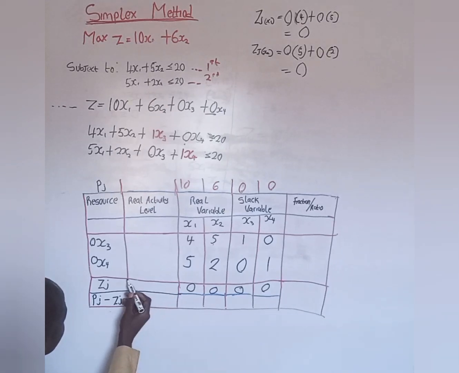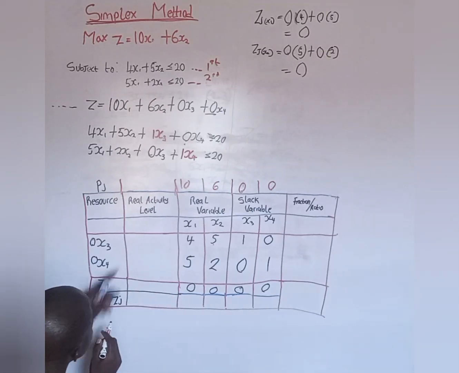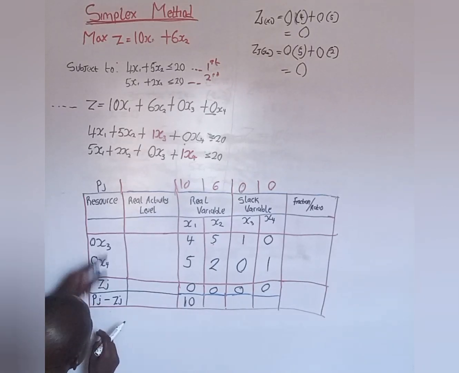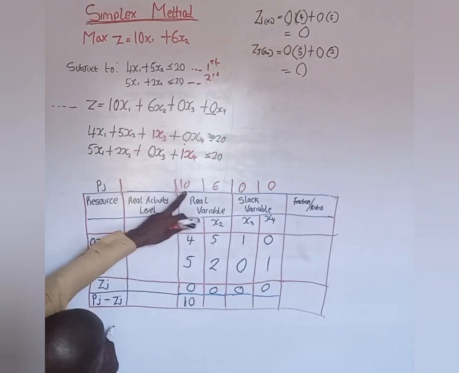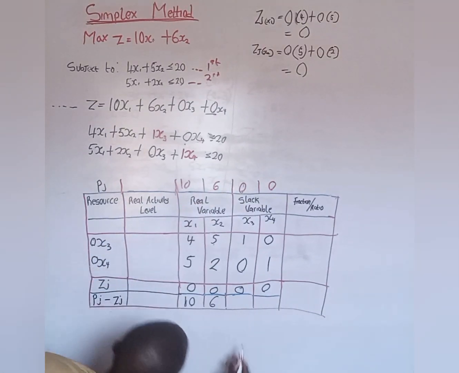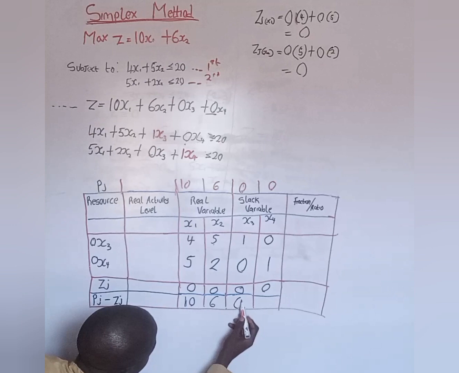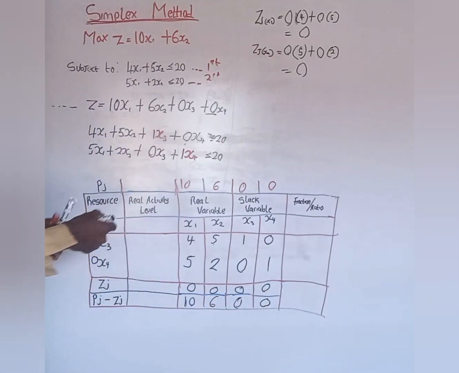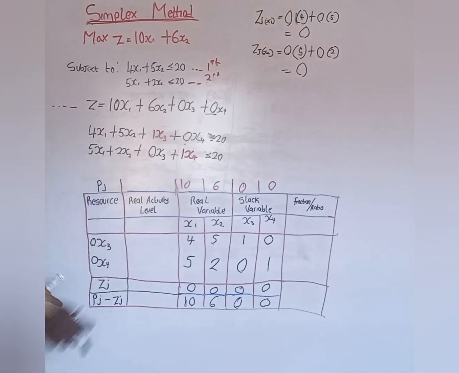Let me read this. So the first pj is 10. 10 minus 0 will give me 10. Then 10 minus 0 will give me 10. 6 minus 0 will give me 6. And then 0 minus 0 is also 0. And this one is also what? 0 minus 0 is also 0. So now you are getting the value of your pj minus zj.